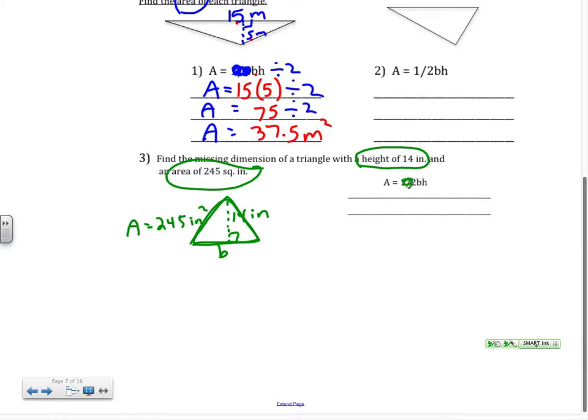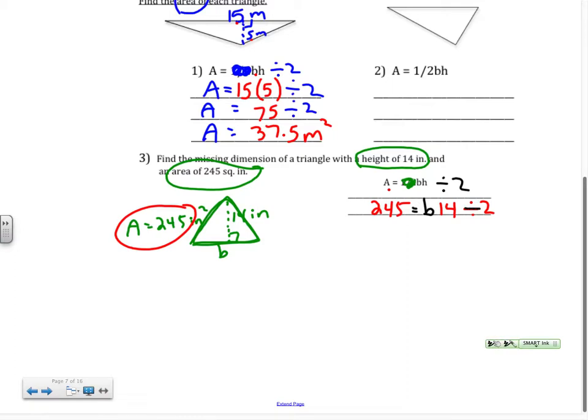So I'm going to start over here with my formula. Area equals base times height divided by 2. Substitute what you do know. I do know my area, so A for area is 245. What else do I know? Do I know my base? No, I don't know my base, so I'm going to make that a B. That's my unknown. What do I know? I know my height, and that's 14. So I'm going to substitute 14, and then I know the rest is divide by 2.